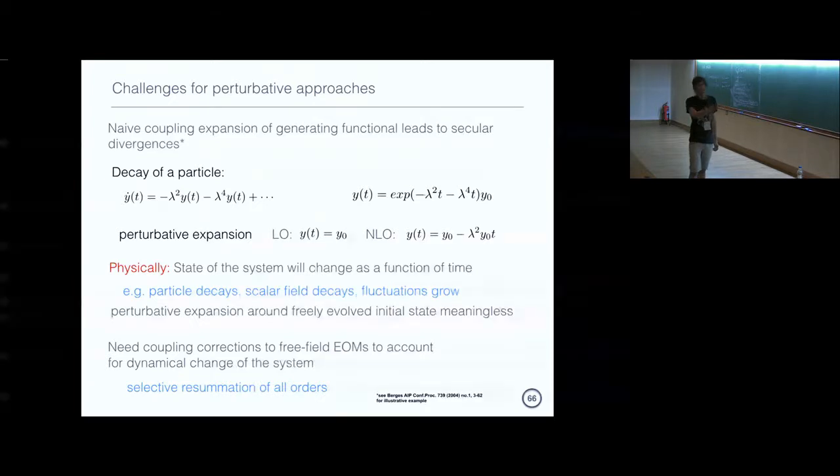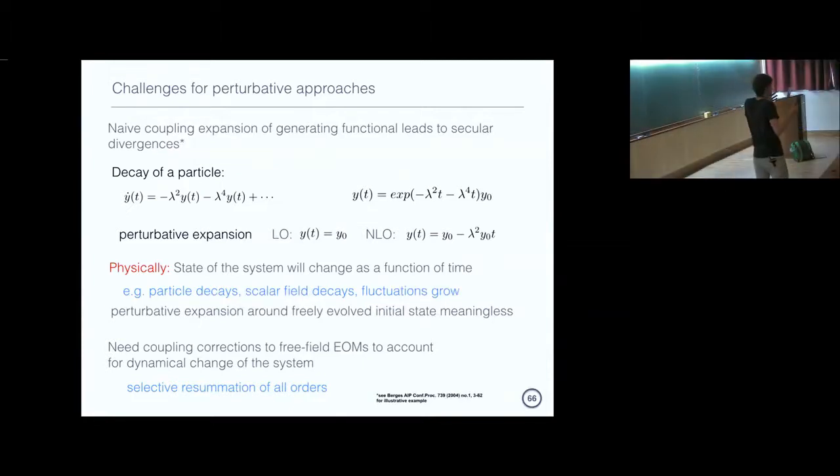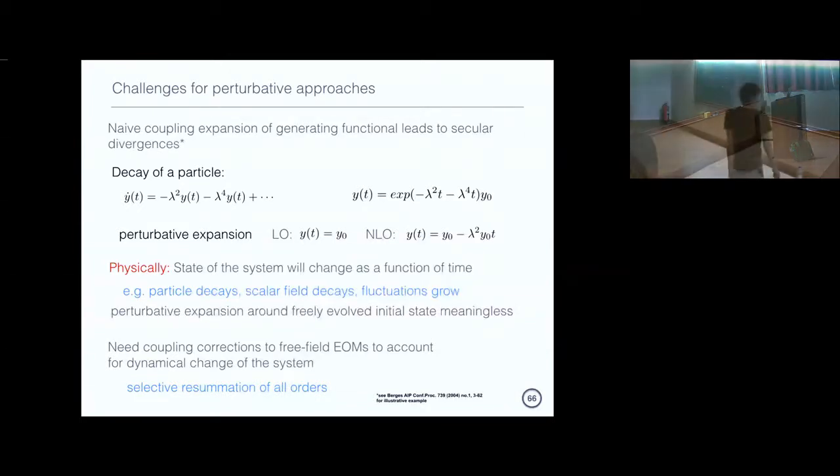You can also see that the regime in time in which this kind of naive expansion is valid is incredibly short. As soon as the decay of the particle has a significant effect, this expansion simply breaks down and is no longer meaningful. In other words, it's not a uniform expansion in time. Physically, the reason is simply that the state of the system will change as a function of time as it evolves.